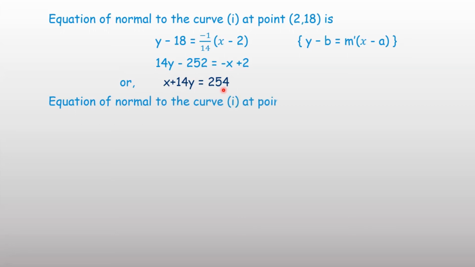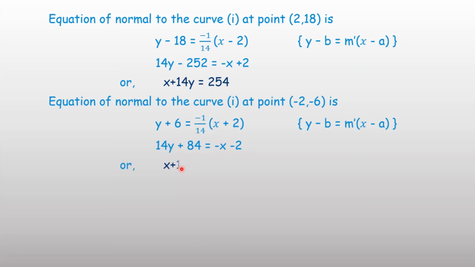Now the second point, (-2, -6). The equation of the normal is again the formula y - b = m'(x - a). Here the value of b is -6 and a is -2. So y + 6 = (-1/14)(x + 2). Multiply by 14 and simplify. After solving, you will get the result x + 14y = -86. In this pattern, you are getting the equations of the normals at the points (2, 18) and (-2, -6).